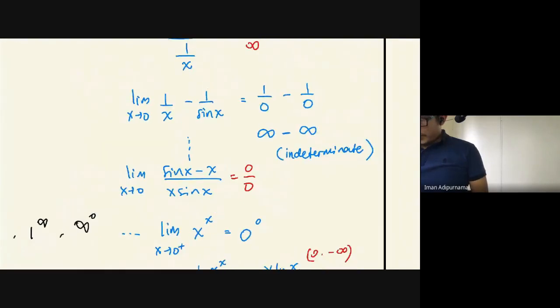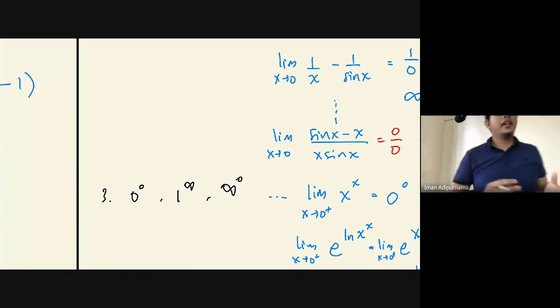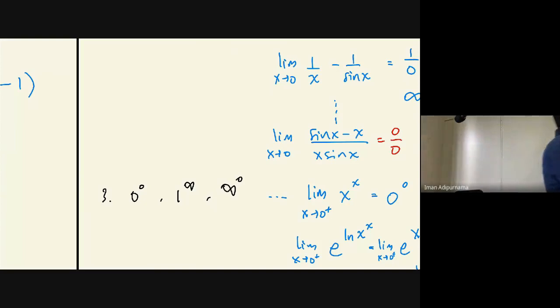Also, what else? Oh, here: 0 to the 0, 1 to the infinity, infinity to the 0. Also the same case. So the idea is how we can rewrite the form and make it a number one case, 0/0 or infinite over infinite. All of this is called indeterminate forms.